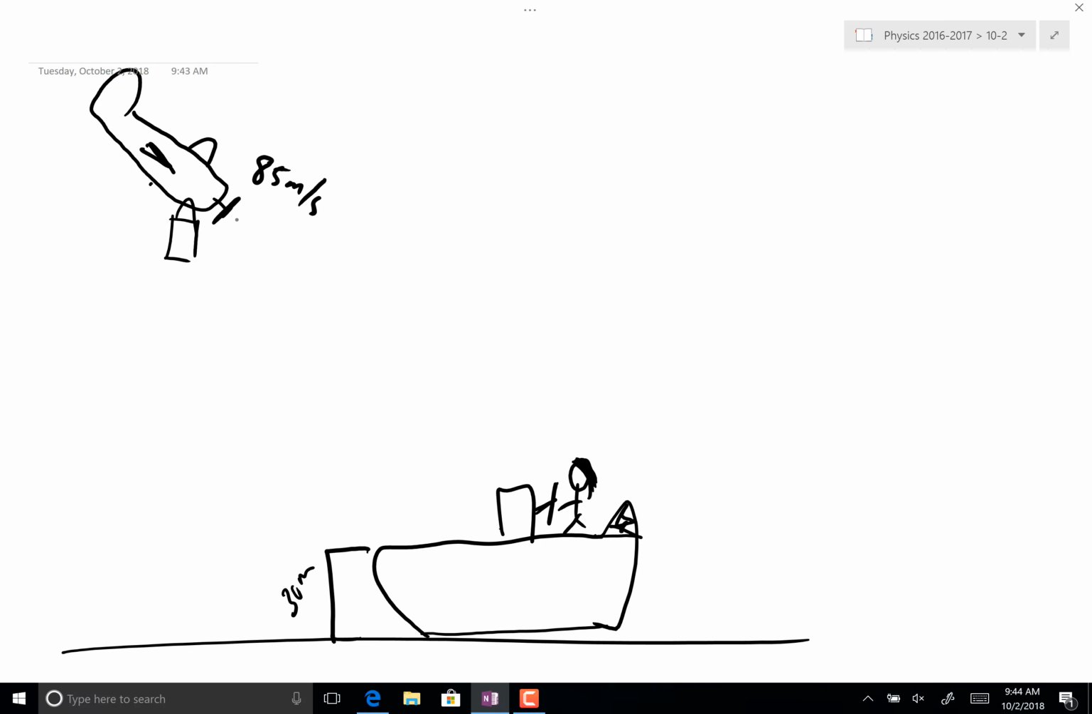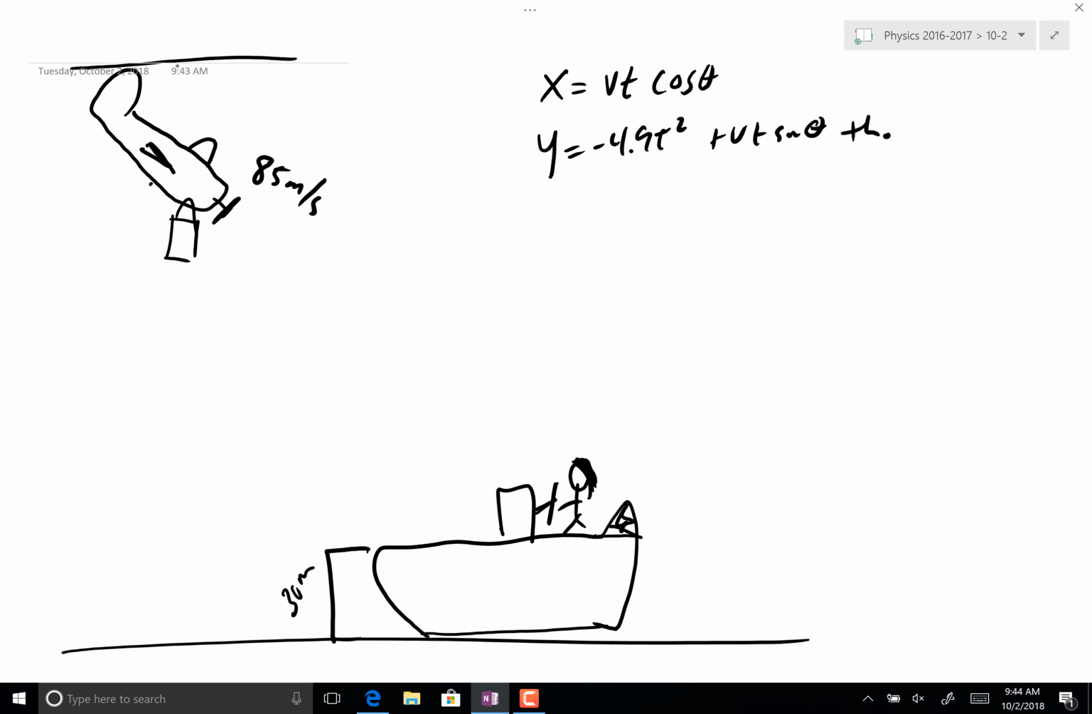All right, so talk to me about this thing. X equals vt cosine theta. Y equals negative 4.9 t squared plus vt sine theta plus h naught. Yeah, look at this, dude. 50-degree dive. How would you put that in this equation? How would you put it in? In a dive, what would you do? So 85 times the cosine of what?